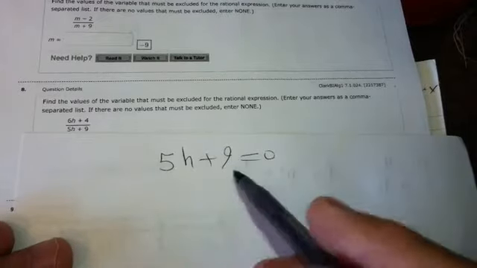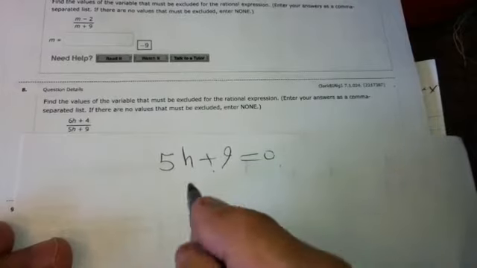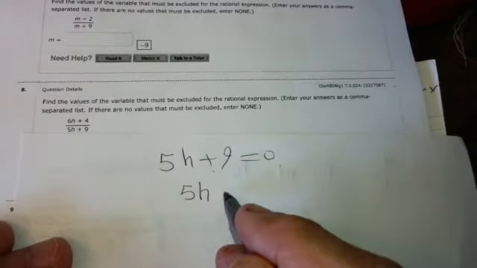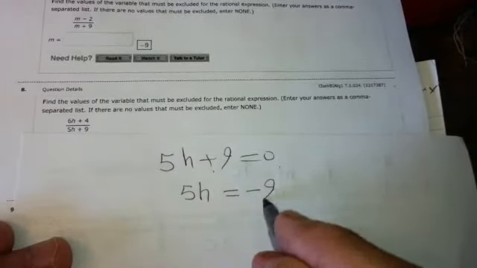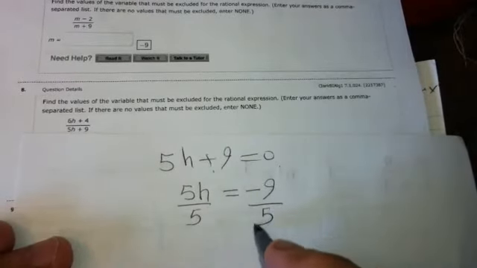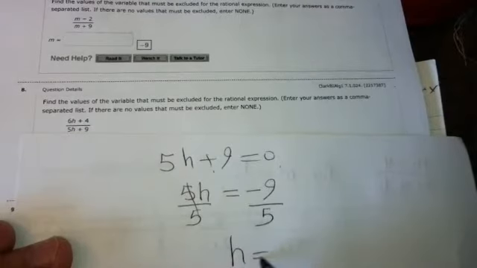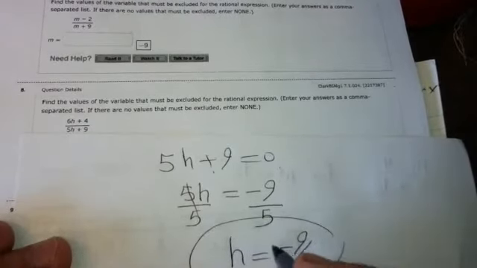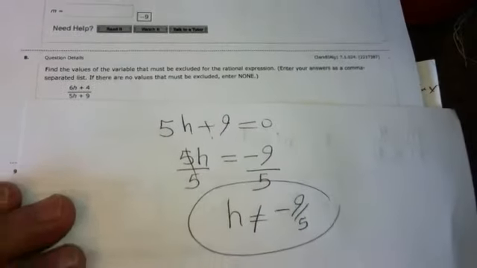To find that, move 9 to the other side. Divide both sides by 5. And just say, okay, that number is minus 9 over 5. Do not substitute that number, because if you do, you don't come up with any value.